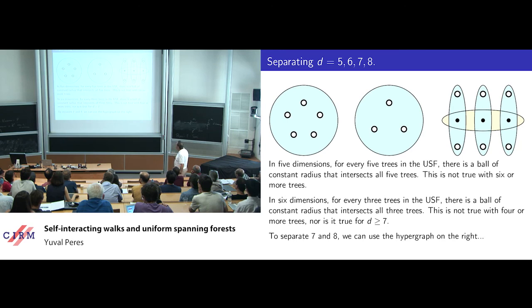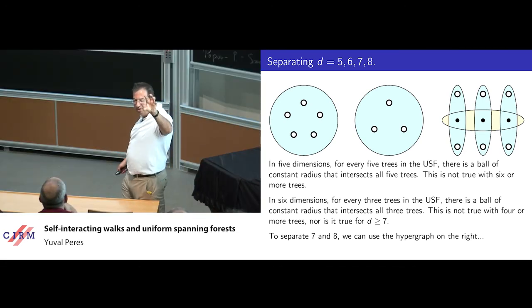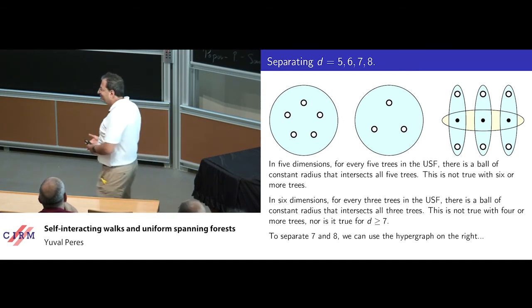And the final picture, to separate dimensions 7 and 8, takes the most sweat. In dimension 7, given 6 trees, so the white things are the given 6 trees in the component, you can always find 3 other trees that correspond to this hypergraph. What does this picture mean? These 2, together with this one, come within a bounded radius, the same here, and these 3, somewhere else, come within a bounded distance. So this you can always do in dimension 7 and not in dimension 8. Thanks for your attention.